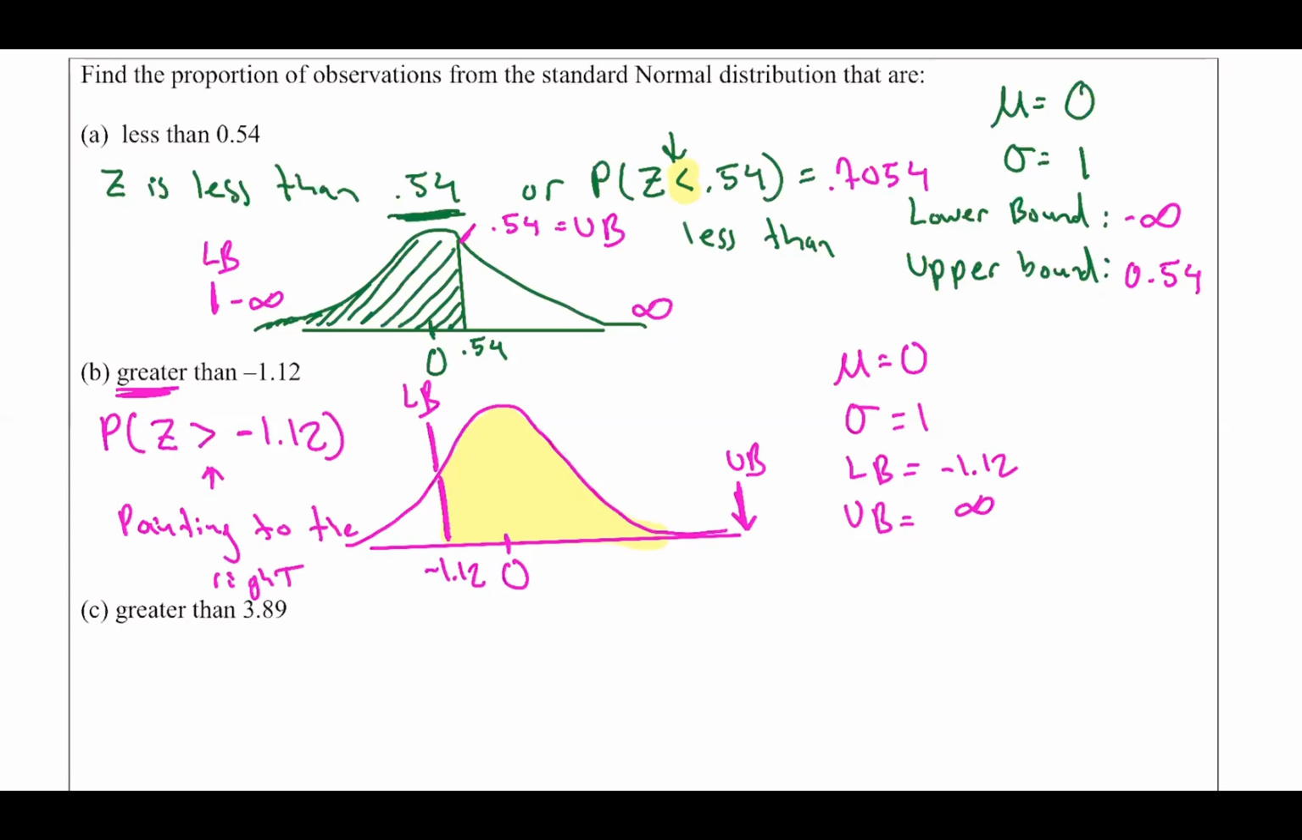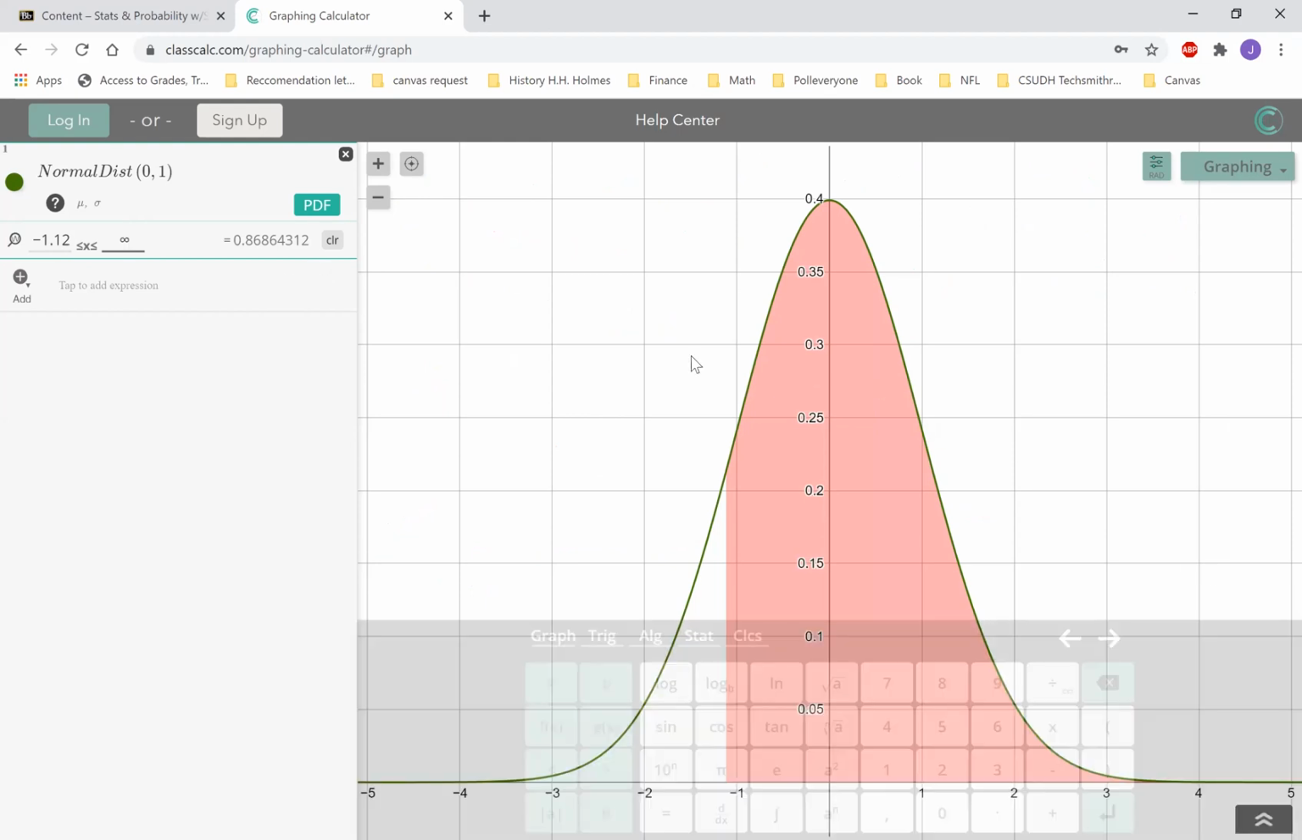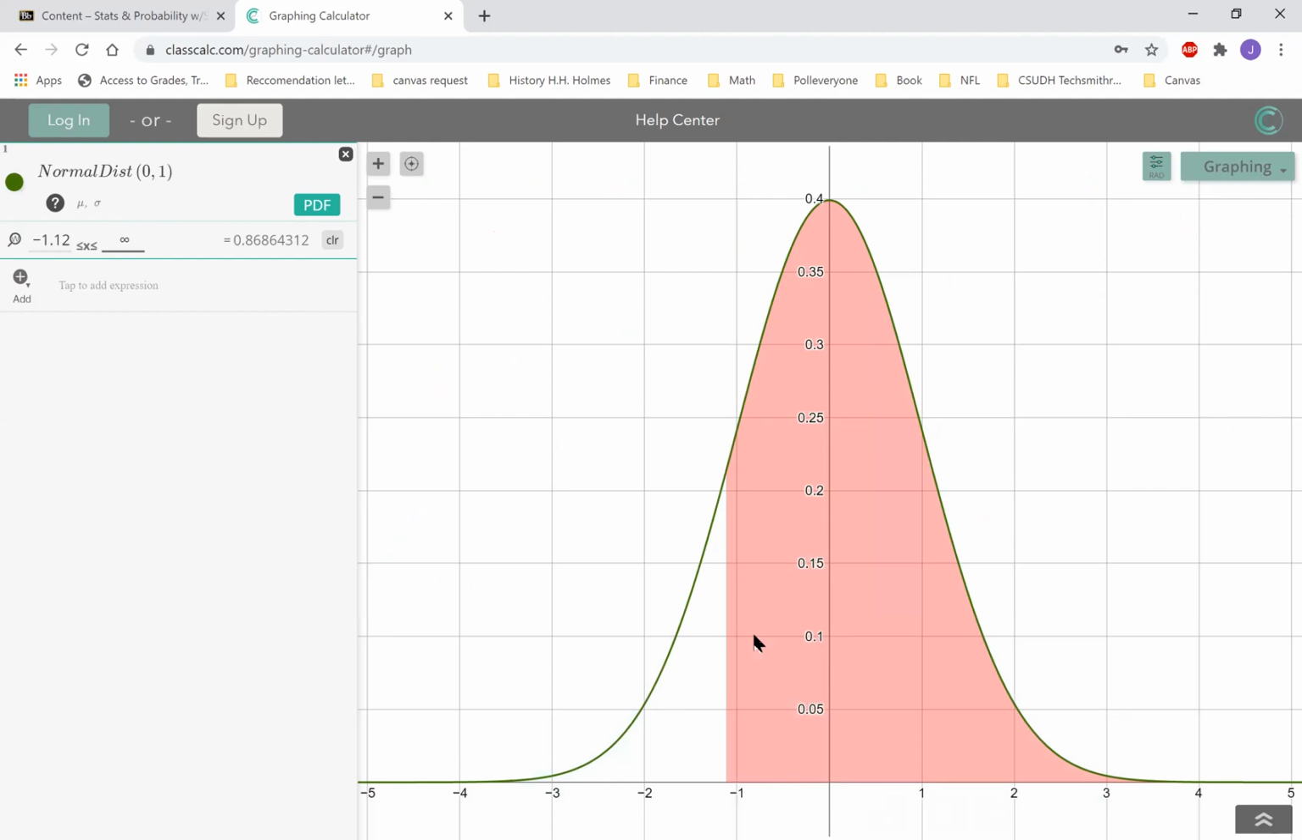So let's go back to ClassCalc and get our answer. You can just reuse this. My lower bound is now negative 1.12, and my upper bound is infinity, so you hold the division sign and get your infinity symbol. Always double check your drawing. If you look at this drawing and the one we drew, they look identical. The probability says 0.8686, so the answer for part B is 0.8686.